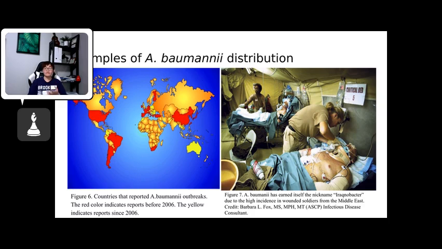Here are some examples of Acinetobacter distribution over the world. In the first picture, we can see that every continent has reported Acinetobacter infection cases over the years. The red colors indicate outbreak reports before 2006, and the yellow colors indicate outbreaks since 2006. The next one demonstrates a soldier in critical condition because of Acinetobacter baumannii infection in the Middle East. With the enormous number of Middle East soldiers, especially in Iraq, who were infected by Acinetobacter baumannii, researchers gave the pathogen a nickname: Iraqibacter.